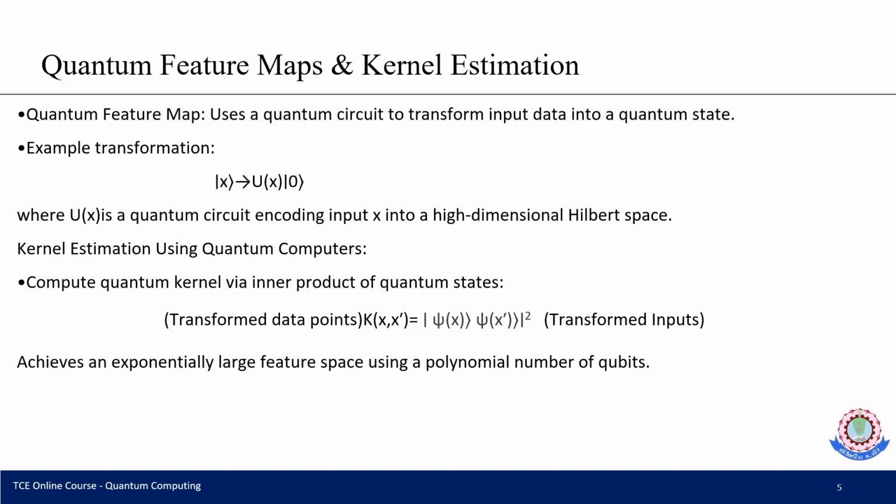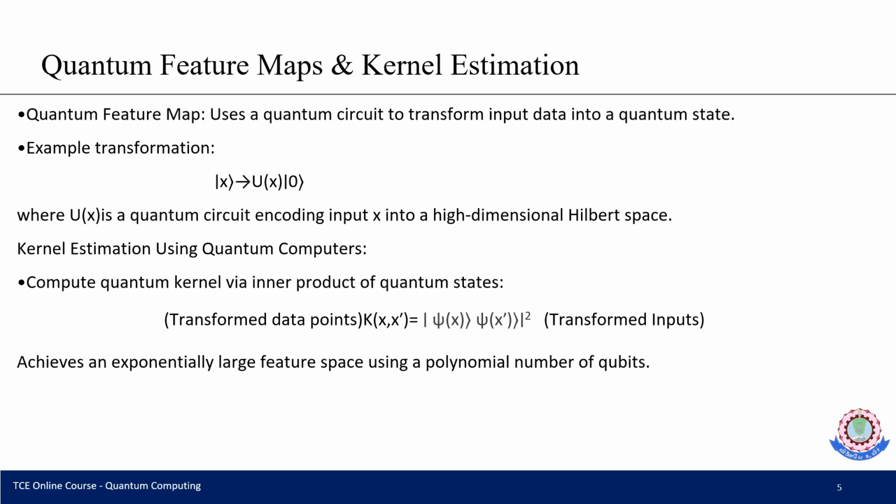Quantum feature maps and kernel estimation. A quantum feature map uses quantum circuits to transform input data into a quantum state. An example transformation is |x> = U(x)|0>, where U(x) is a quantum circuit encoding input x into high-dimensional Hilbert space.